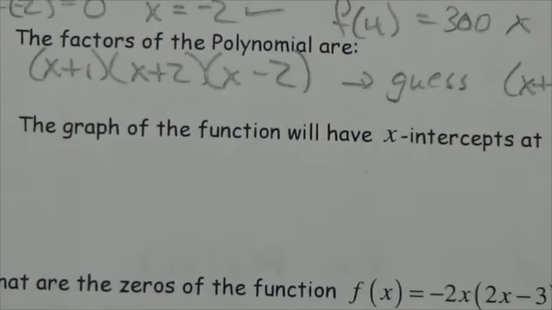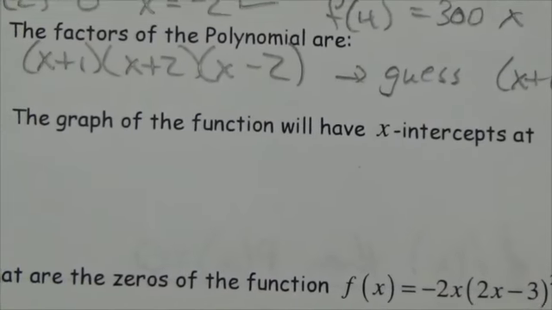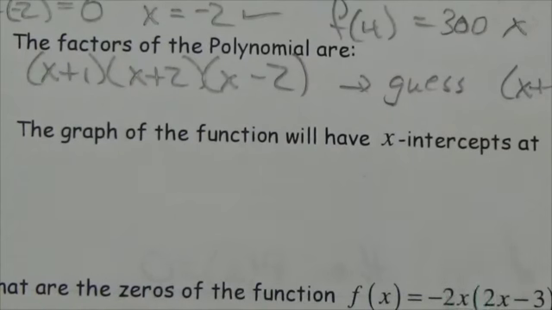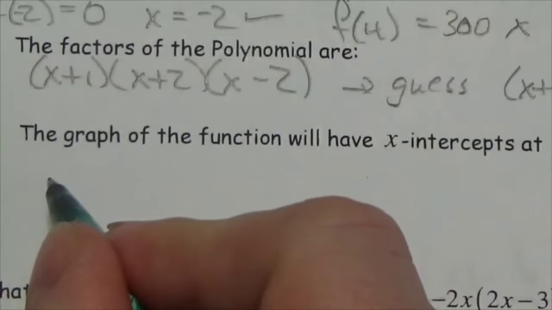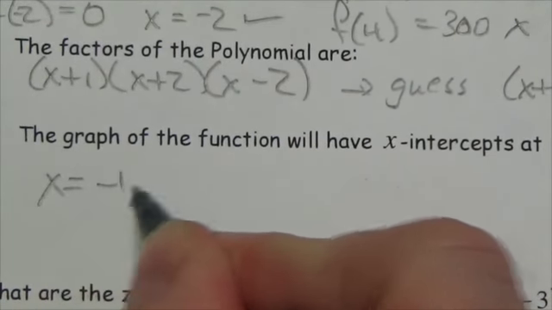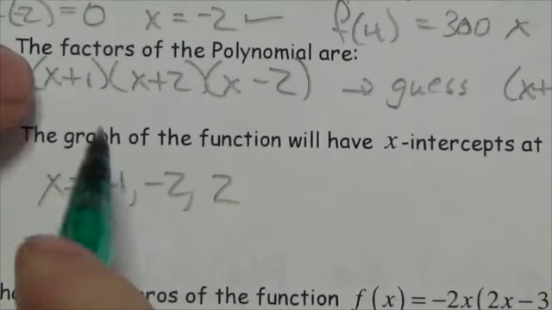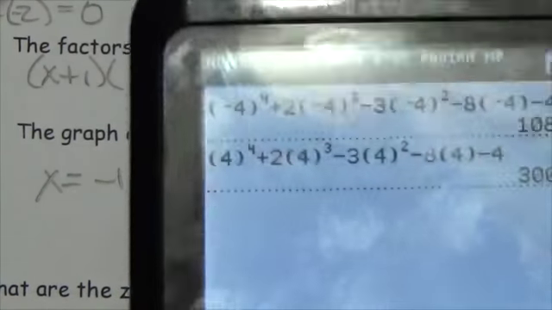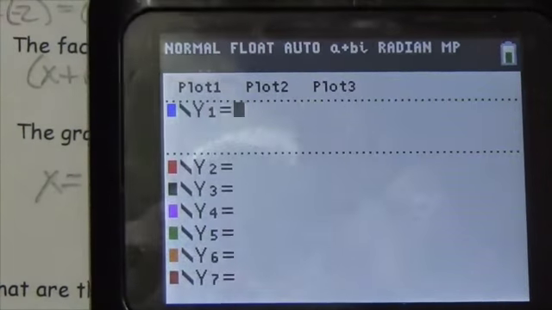Now, last question here. The graph of the function is going to have x-intercepts where? Well, based on the factors that I've been able to pull out of this, I can anticipate it's going to have x-intercepts at x equal to negative 1, negative 2, and positive 2. And I can double check that just by going to my calculator. I'm just going to graph that function.